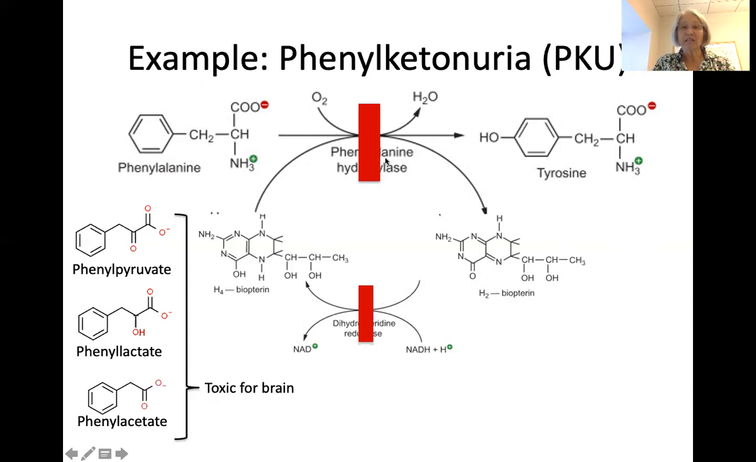Now, phenylalanine hydroxylase requires the cofactor tetrahydrobiopterin, which we require an enzyme to put into the reduced form. And if this enzyme is blocked or deficient, then PKU can also form. And we have a buildup of these metabolites and brain toxicity.